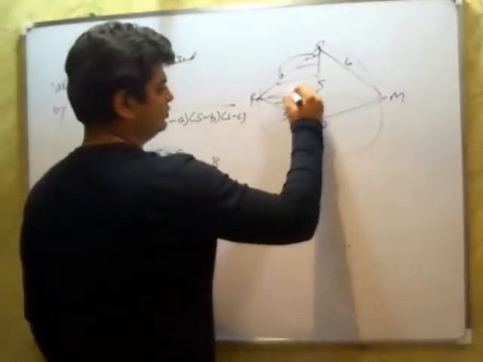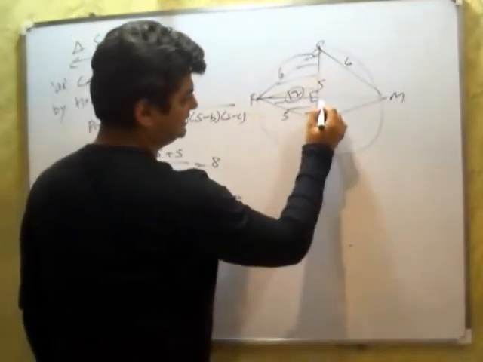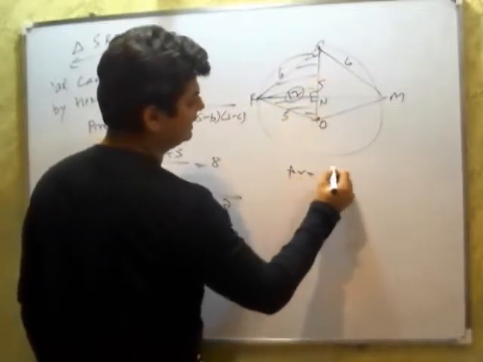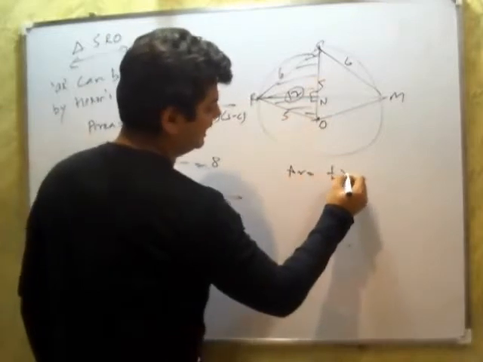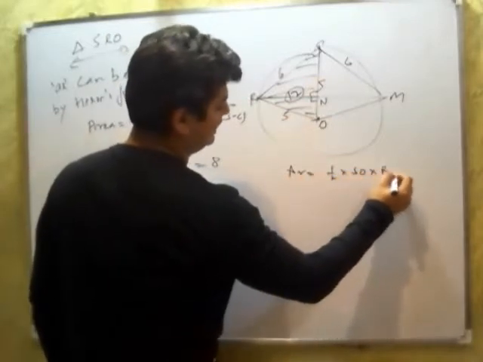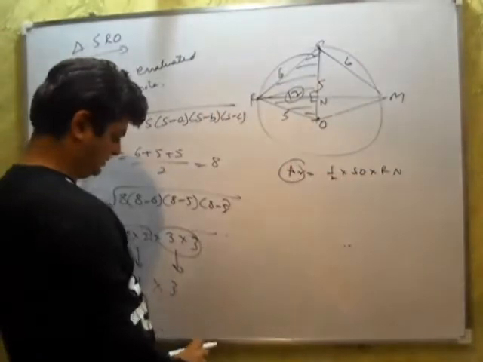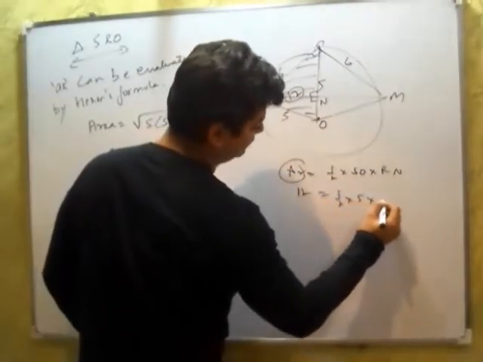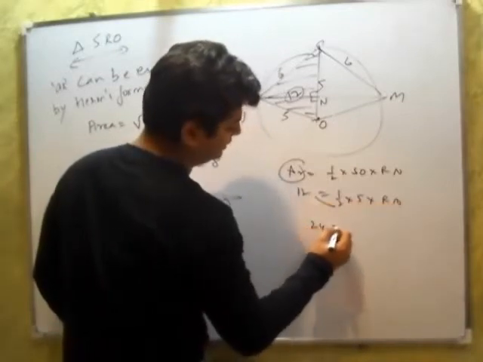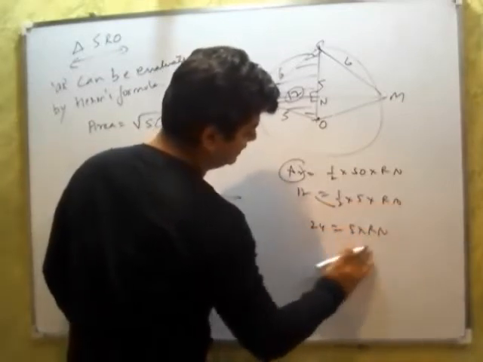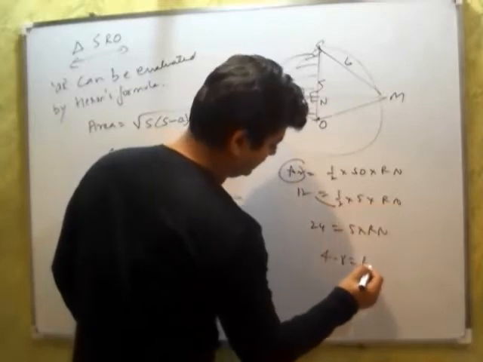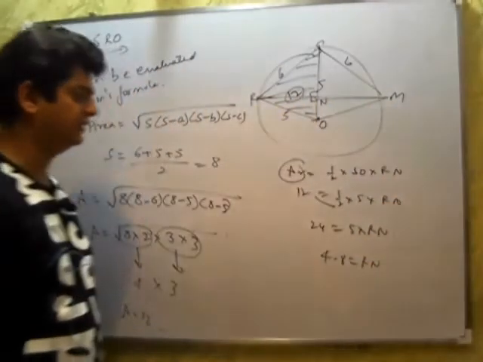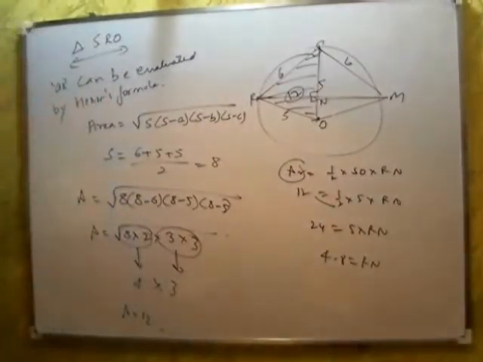Since the area is 12, and this is the height, this is perpendicular, you can say that the area could also be found by half into SO into RN. And since the area is 12, that is 12 equals half into 5 into RN. 24 is equal to 5 times RN, and eventually 4.8 is equal to RN. So this is 4.8, this is 4.8, eventually 9.6 again. You can do the answer by this method as well. This is a good method.